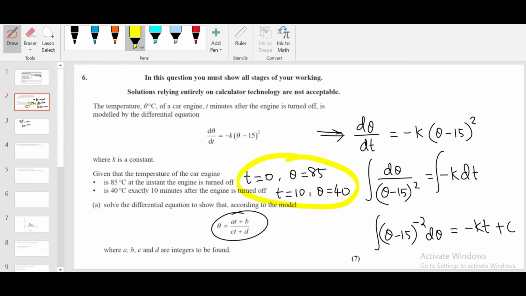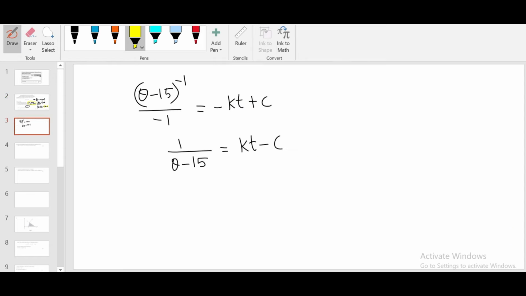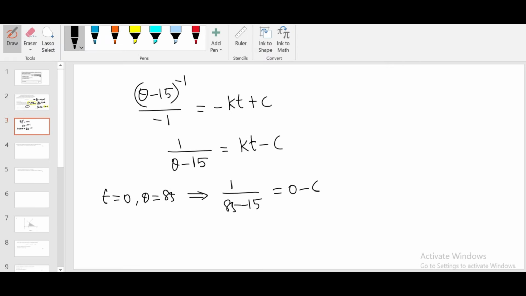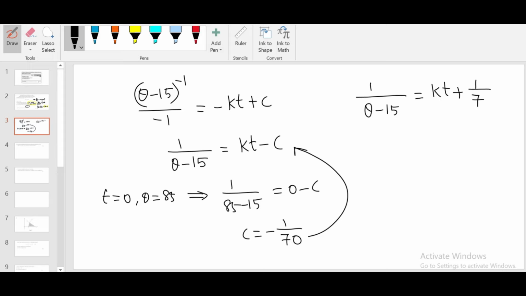We have two conditions here. We need both the conditions because we have two unknowns, k and c. The first condition: when t is 0, theta is 85. Sub it into the equation: 1 over 85 minus 15 is 0 minus c. So it's 70, so c is negative 1 over 70. You can sub it back in here. You'll get 1 over theta minus 15 is kt plus 1 over 70, because c is already a negative number, so minus c will be positive.